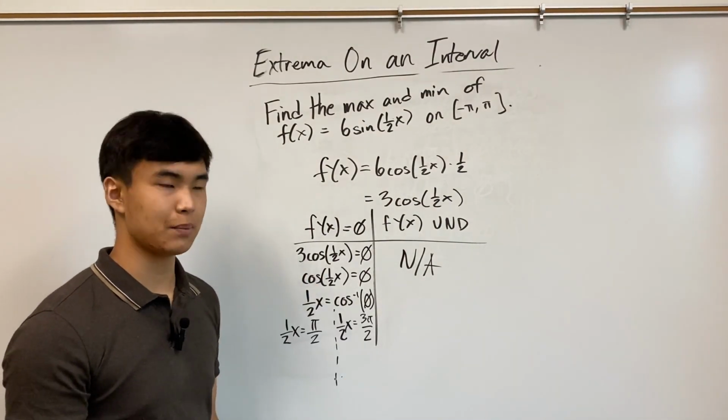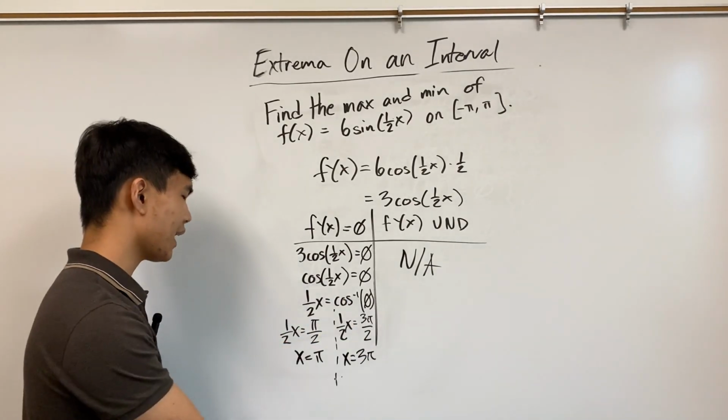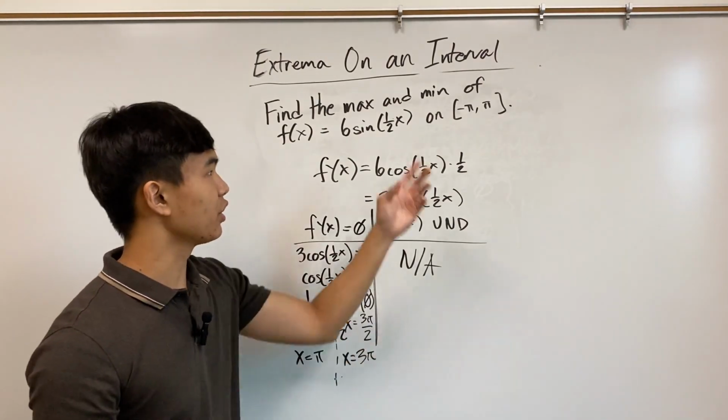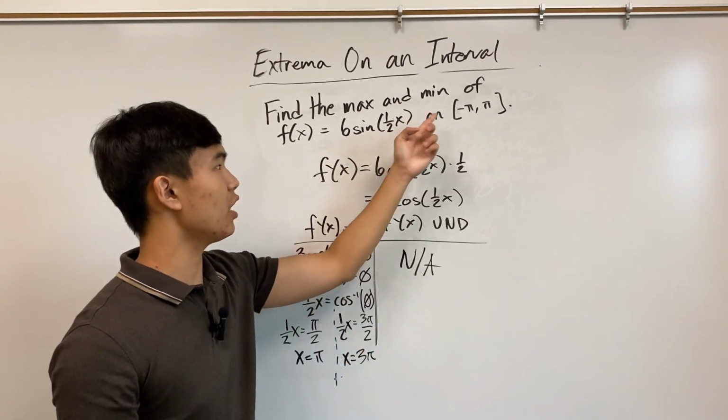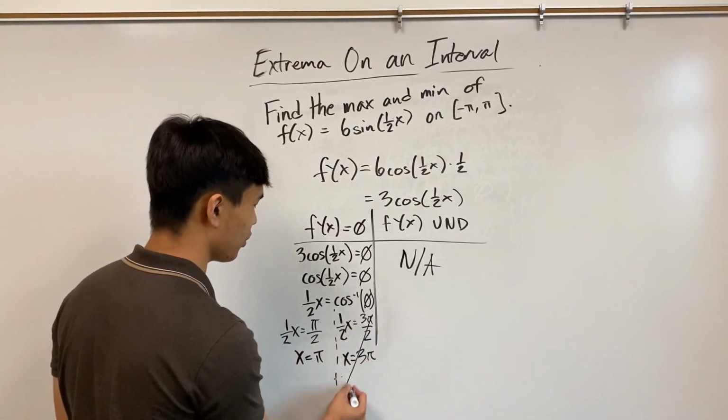And because there's two possible answers, our equation splits into two equations. Here we see that x equals pi and x equals 3 pi. But if you look up here, we're only asked to find the extrema on negative pi to pi, and 3 pi is outside the interval, so we're just going to ignore the second solution.